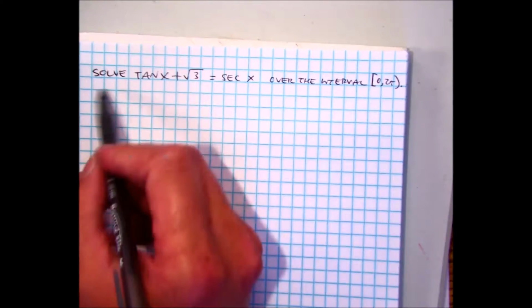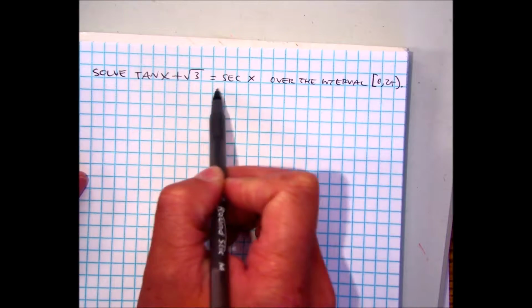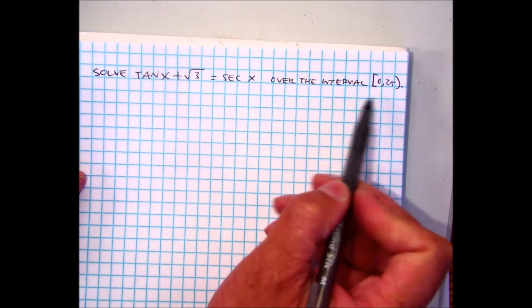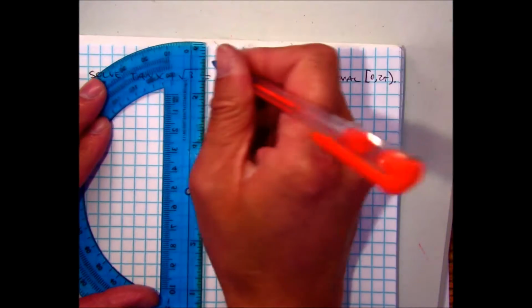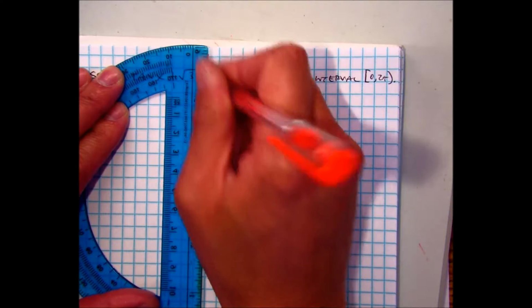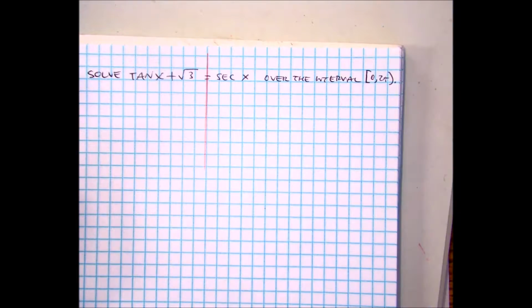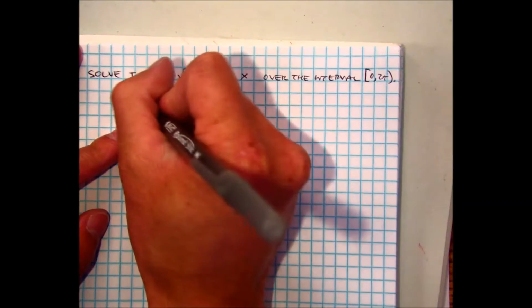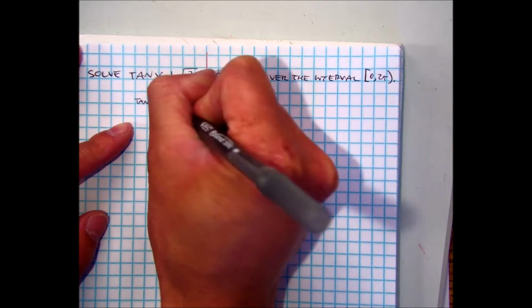Alright, in this problem we're asked to solve tangent of x plus radical 3 equals secant of x over the interval of 0 to 2 pi. I like to draw a line down my equal sign. I like to rewrite the problem again so that I know what the original problem is.